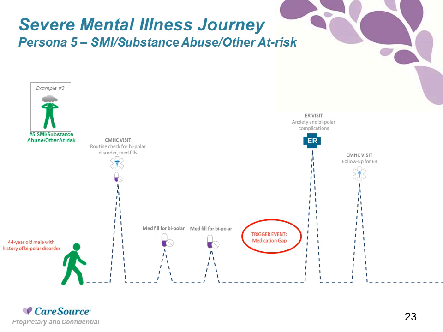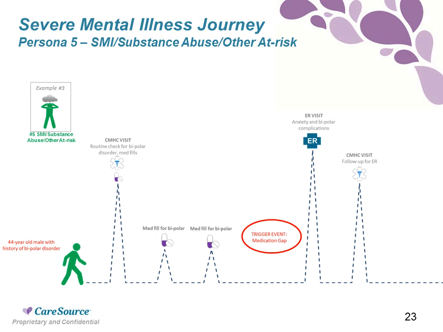In this next example, we have a member from Persona 5, which again is that mental health persona without a lot of the chronic complications. And so we have someone here who is a 44-year-old male with bipolar disorder. And in the first event, we see here that he has a visit with his community mental health center. So he does have a relationship, and he is actually receiving medication, and we can see that he has 2 medication fills after that.